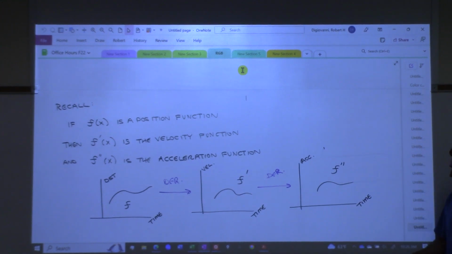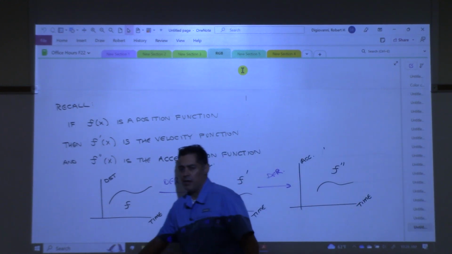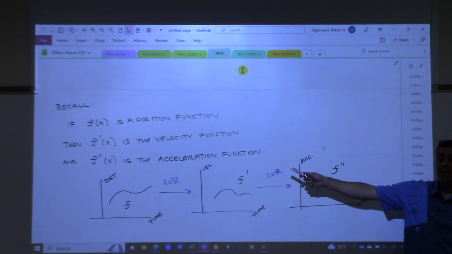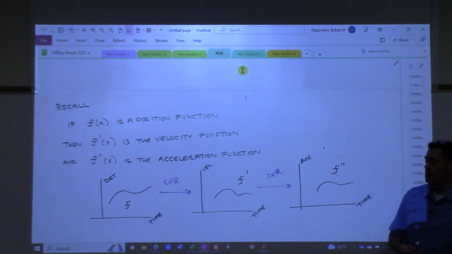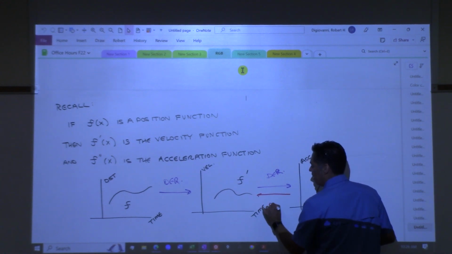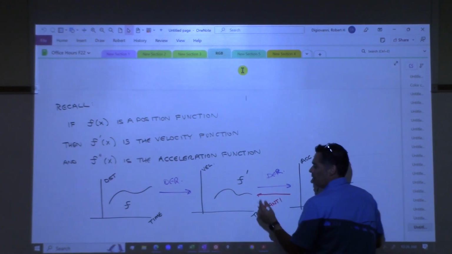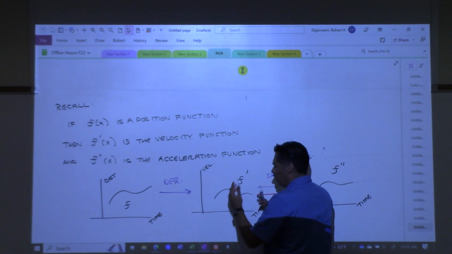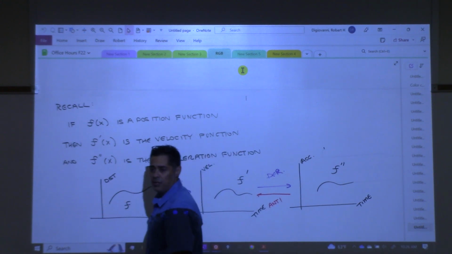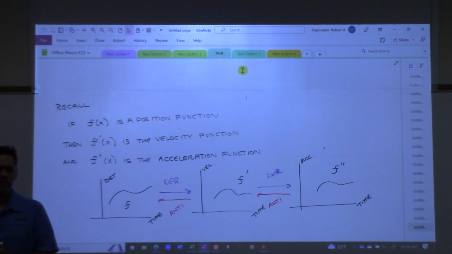Yeah? What we're interested in doing now is starting with the acceleration function and seeing if we can get back to the position function. So can I start here, go back, which means what? Antiderivative, get the velocity, go back one more time, anti again, and get the position. Do you think it's possible? What do you think?